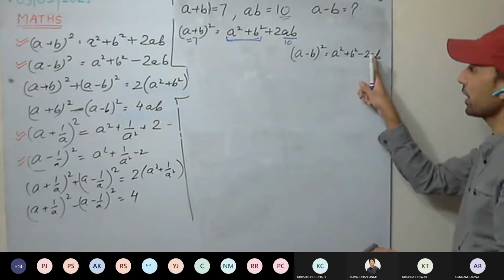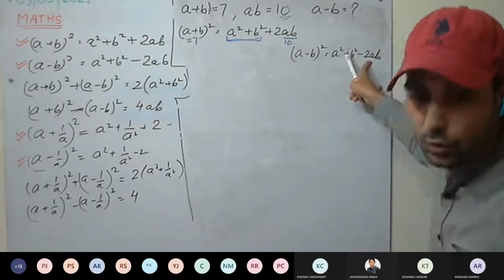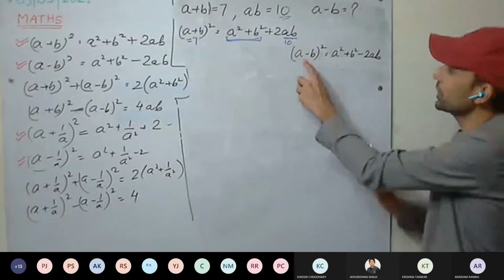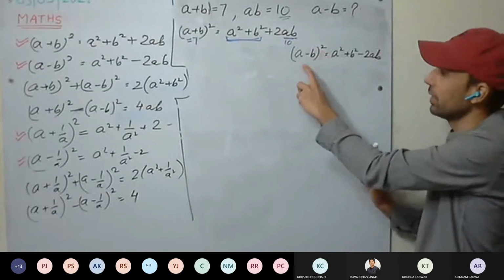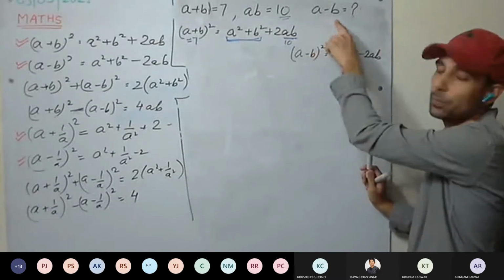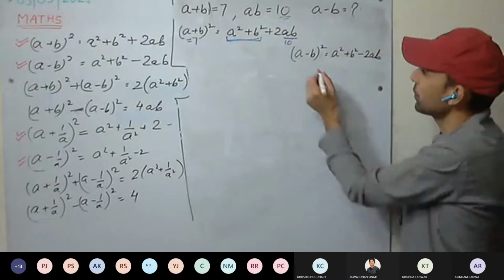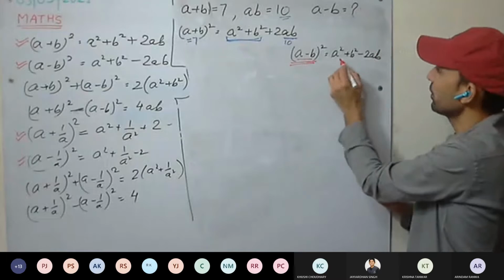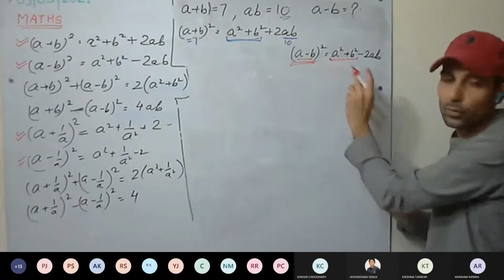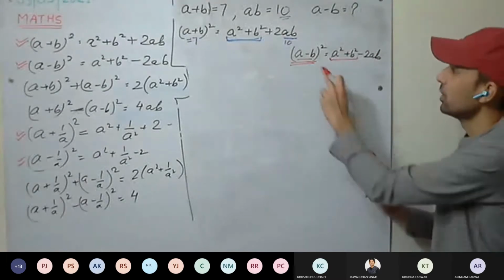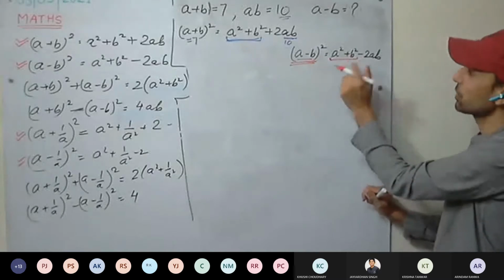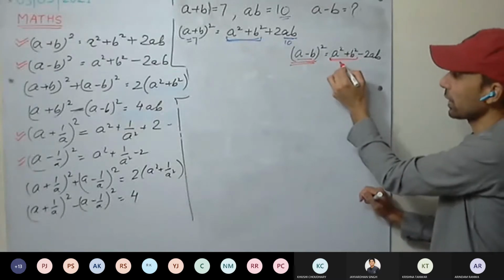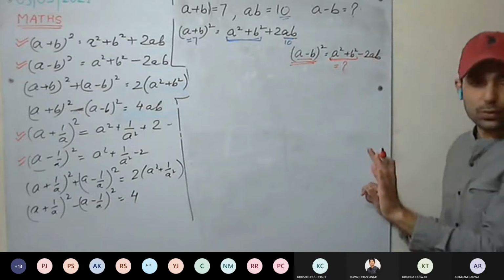A square plus B square minus 2AB. So if we can calculate the value of (A minus B) the whole square, we will take its root and get the A minus B value. But before that, to calculate its value, we must know the value of A square plus B square. This is clear? This value we do not know.